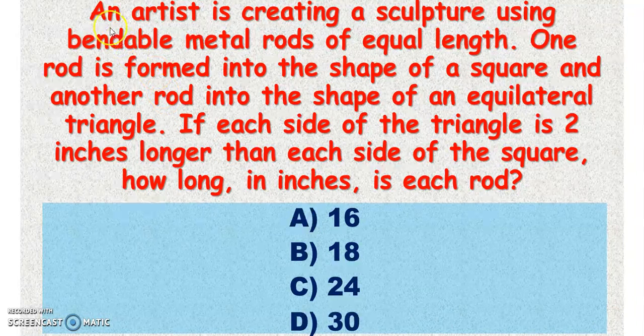The question is, an artist is creating a sculpture using bendable metal rods of equal length. One rod is formed into the shape of a square and another rod into the shape of an equilateral triangle. If each side of the triangle is 2 inches longer than each side of the square, how long in inches is each rod? Four answer choices are given here.